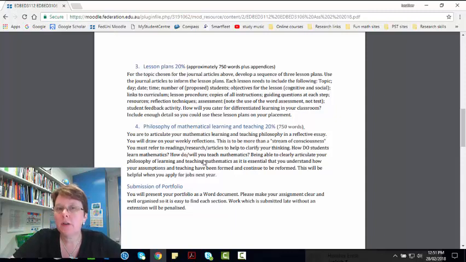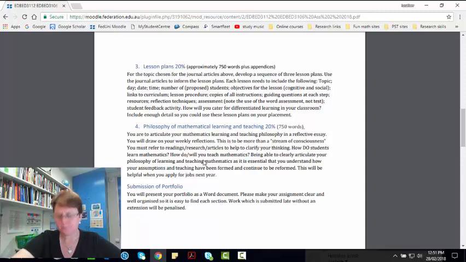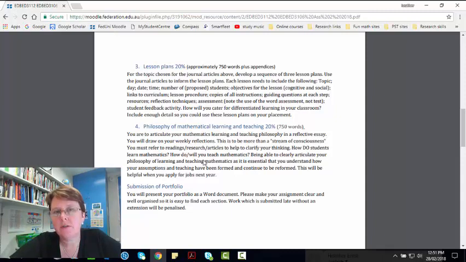Some of the weekly portfolio tasks that you did at the beginning will help inform your philosophy. Your lesson plans will be a reflection of your philosophy. For instance, it would be no good saying, I really believe in group work in maths, if there wasn't group work in your lesson plans.